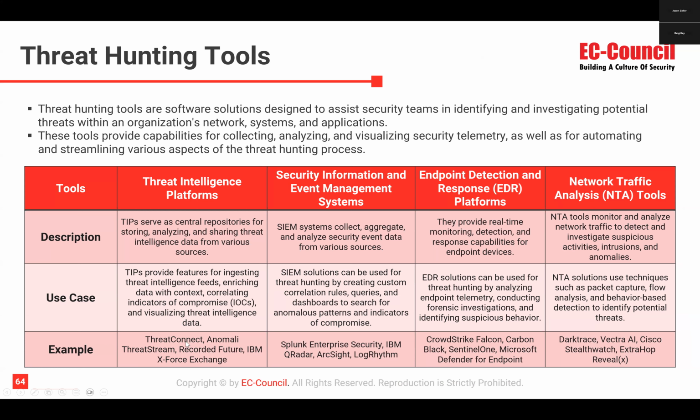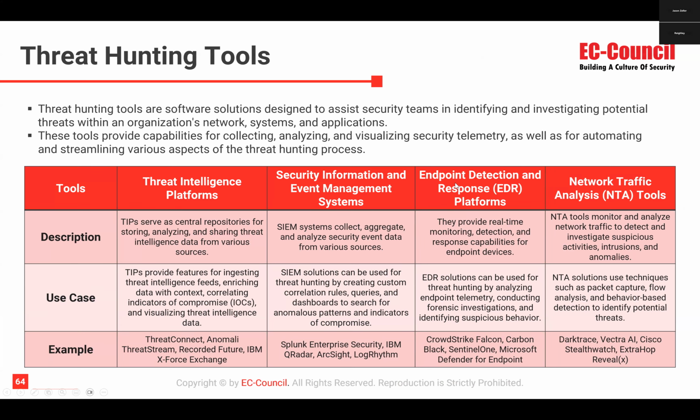Look down here on this last line. This is going to give you an example of what those services may be. On a threat intelligence platform, you may have something like ThreatConnect, Anomali ThreatStream, Recorded Future, probably very expensive tools as you go through there. None of those ring a bell for me. On your SIEM, you obviously have Splunk, which is the king of all the SIEMs out there. You'll also have things like IBM QRadar, ArcSight, LogRhythm is another common one that's out there.